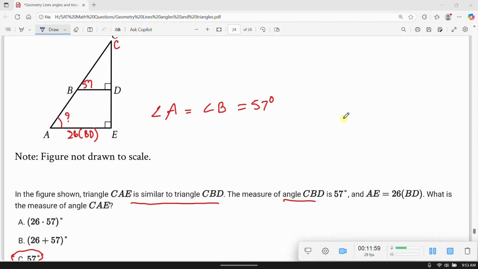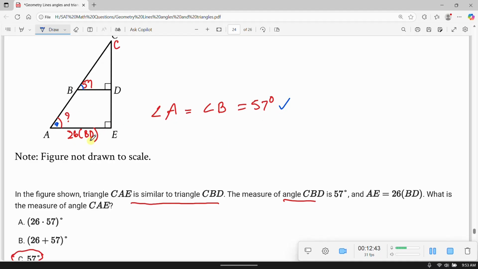So this question says that the two triangles CAE and CBD are similar, and they give me angle CBD is 57 degrees. I label 57 on angle B, and then they say AE is 26 times BD. Then I also label it on my diagram, but the question is asking what is the measure of angle CAE? So this angle is over here. They want to know this angle here. Well, B and A are corresponding. They must be the same. Then I found my answer right away.